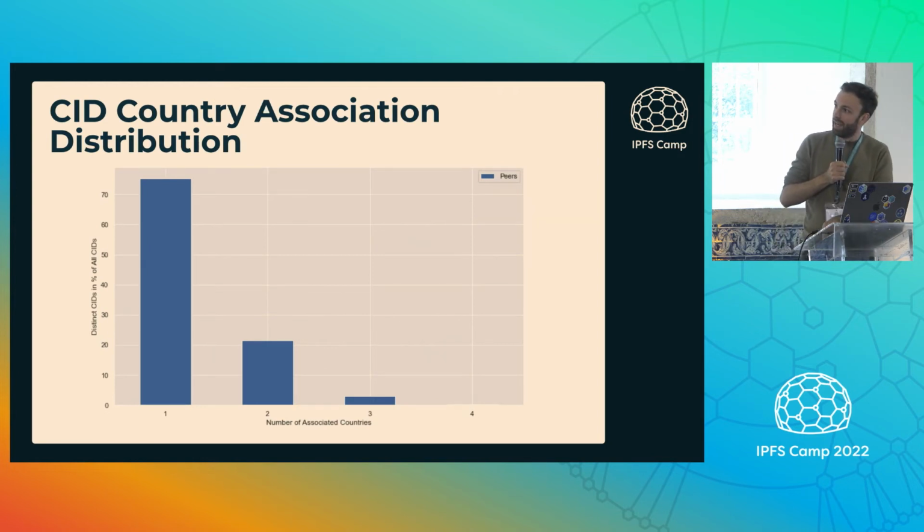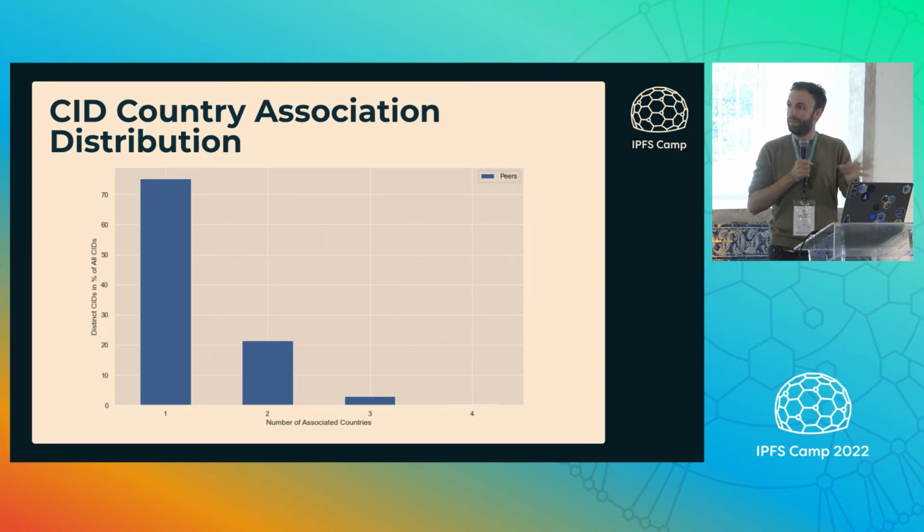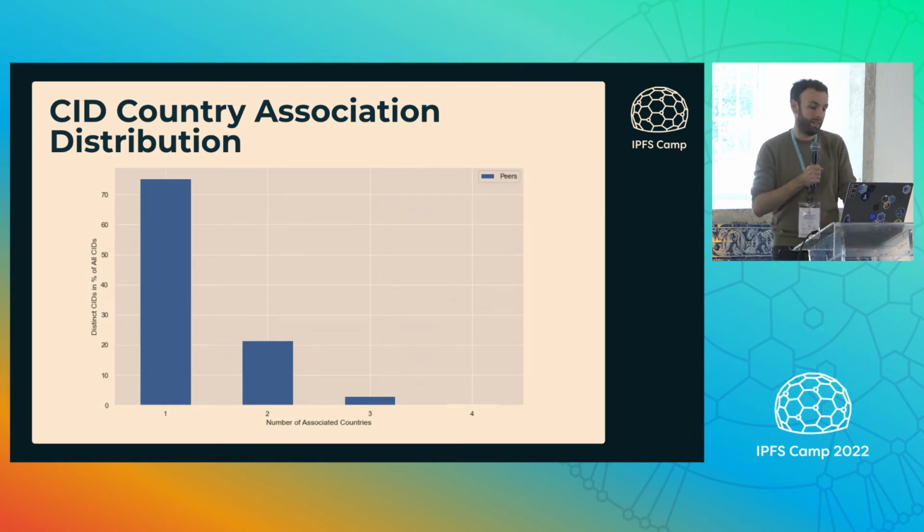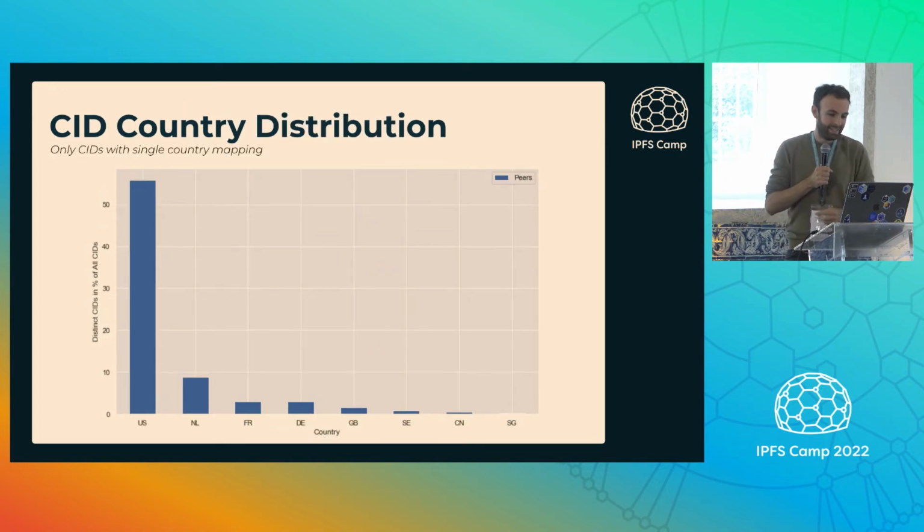And then we can go ahead and associate, as I said, the CID with their countries. And this is a little bit more ambiguous, as you can see. Most of the CIDs can be associated with one country, but there are some CIDs that can be associated with multiple countries. In the coming slides, we will focus only on this big bar on the left, the ones where we have an unambiguous association to a country. And this is the distribution we wanted to have.